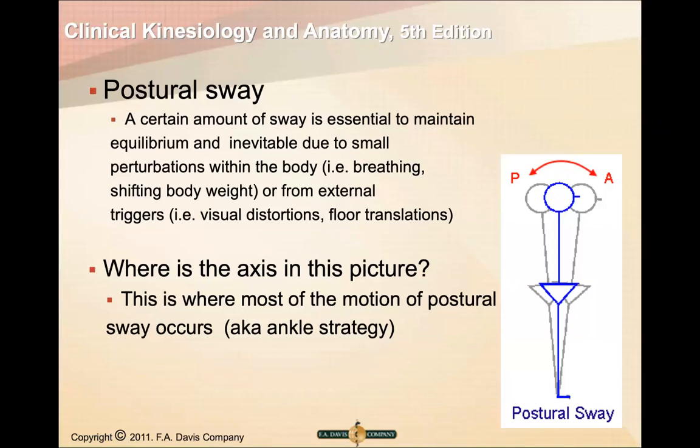But look at this picture. Look at where the axis of all that sway is. Where is this axis showing the sway is? Anybody? Anterior. Okay. What I'm going for is what part of the body looks like it's the axis of all the sway? The feet? Bottom. The ankle. Yes, the feet, the ankle. So this is what we actually call, and this is actually a real term, it's called the ankle strategy.